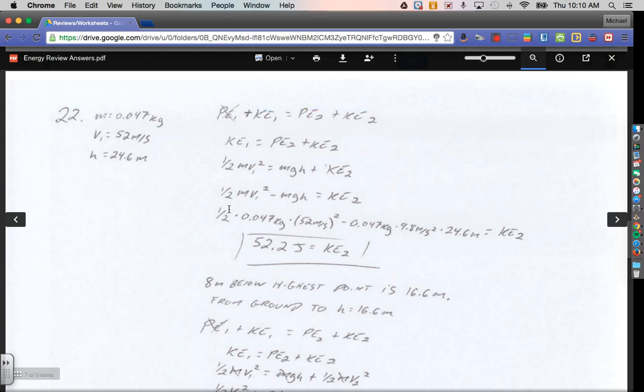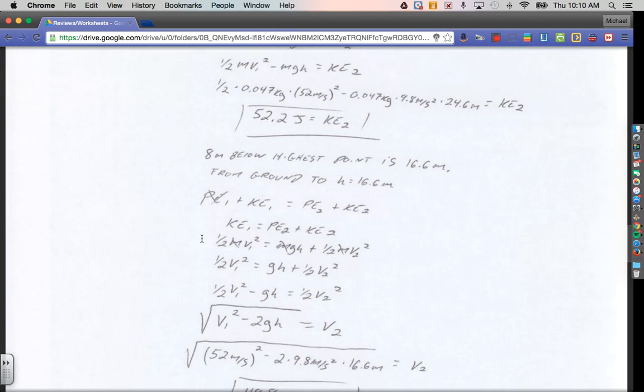I can plug in my numbers and get 1/2 times the mass, 0.047 kilograms, times 52 meters per second squared, minus 0.047 kilograms times 9.8 meters per second squared, times 24.6 meters in height, giving me a total energy of the ball of 52.2 joules.